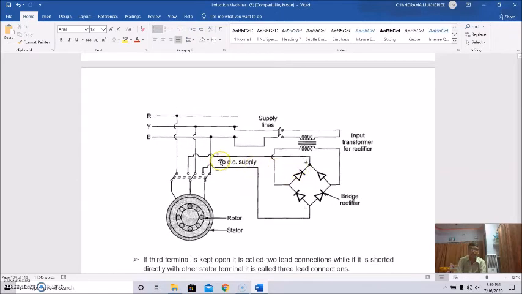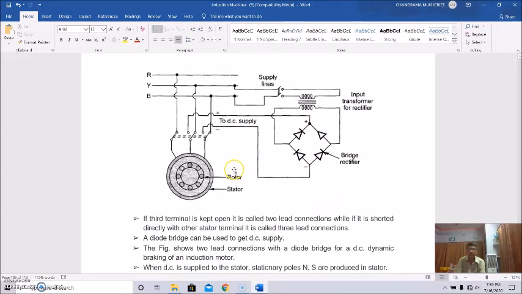So this is shown here. See, two terminals are connected to the DC. Here, the input transformer is for rectification, this is the supply, and this is connected here. So if the third terminal is kept open, it is called a two-lead connection, and while it is shorted directly with the other stator terminals, it is called a three-lead connection.